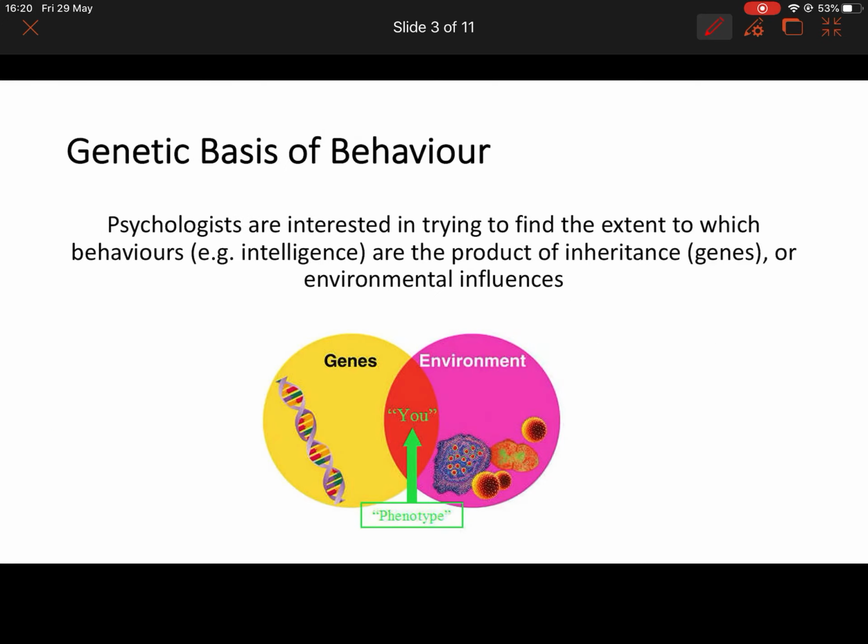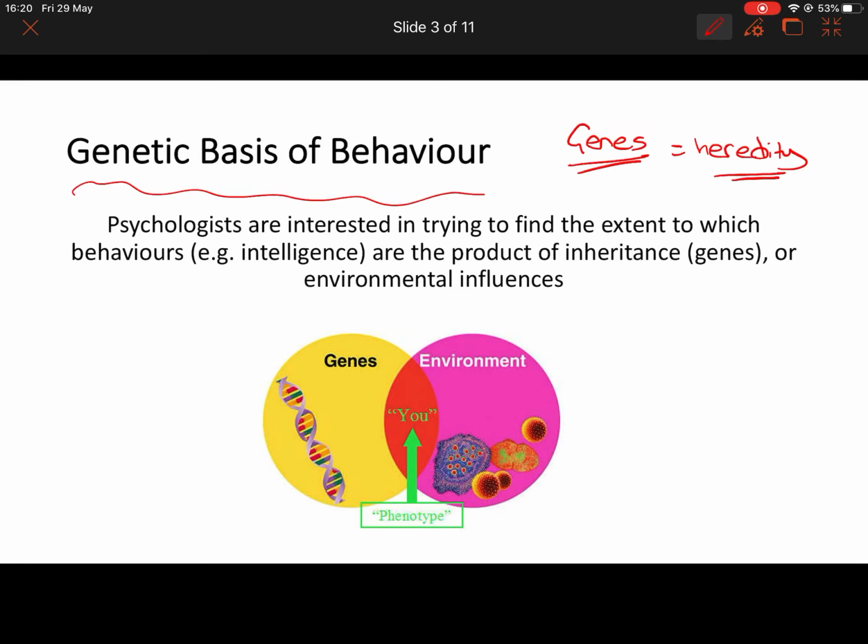So we're going to start off by looking at the genetic basis of behaviour. All of this is going to be quite familiar to you as you would have studied it previously in science, but it's important that we just refresh your memory of genes here. So biological psychologists are interested in studying the genetic basis of behaviour. So just to recap, when we're talking about genes, we're talking about the basic units of heredity.